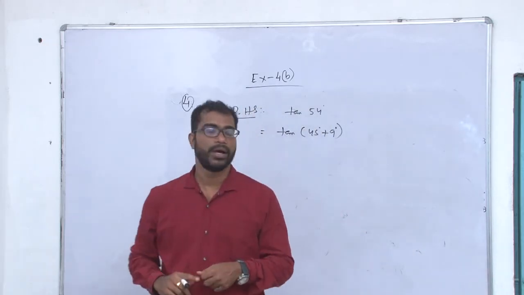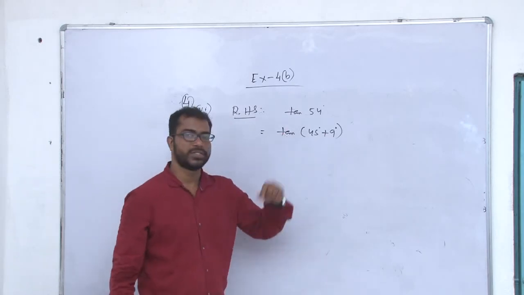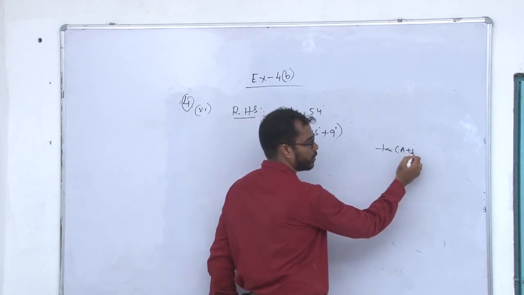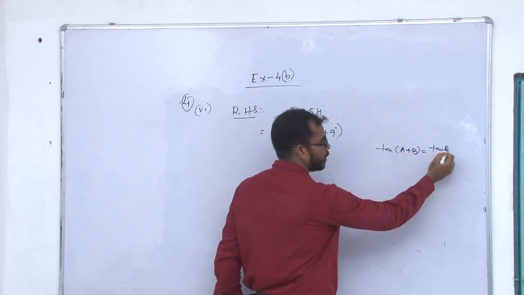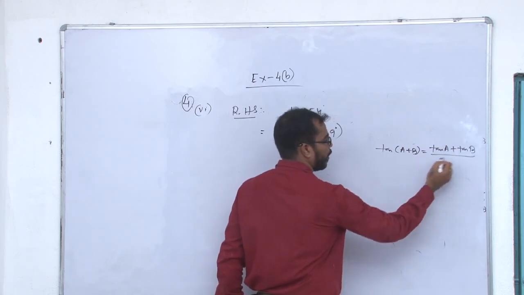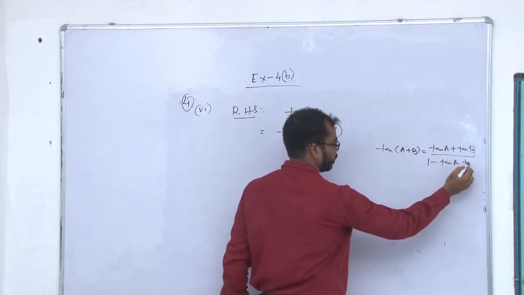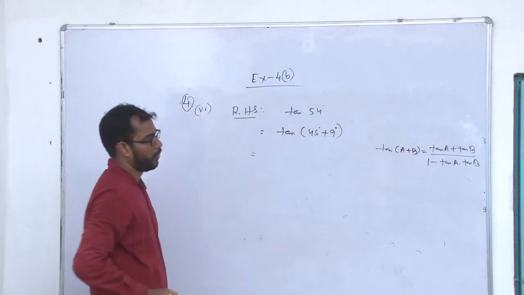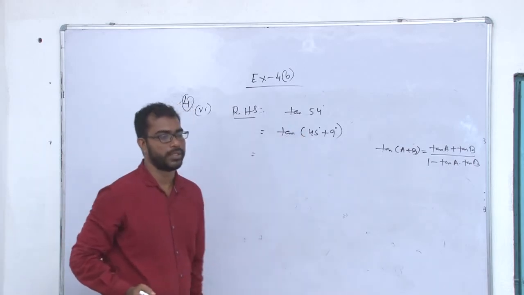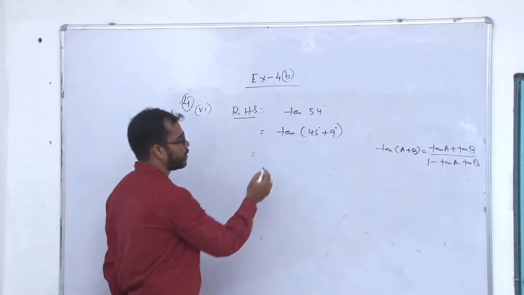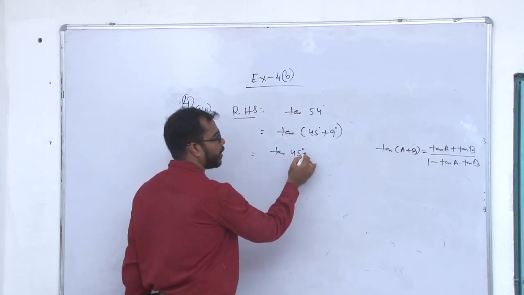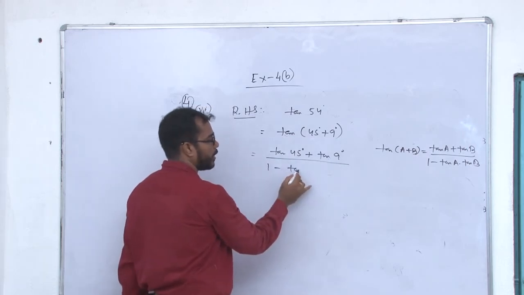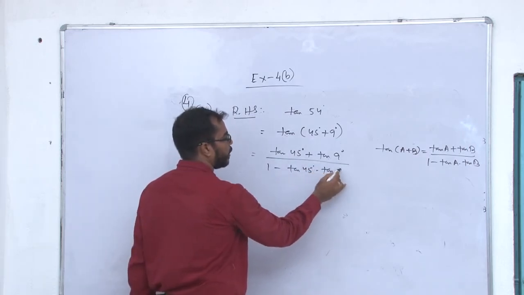Now we can use the formula for tan(A plus B). The formula of tan(A plus B) is tan A plus tan B by 1 minus tan A into tan B. So tan(45 degrees plus 9 degrees) is tan 45 degrees plus tan 9 degrees by 1 minus tan 45 degrees into tan 9 degrees.